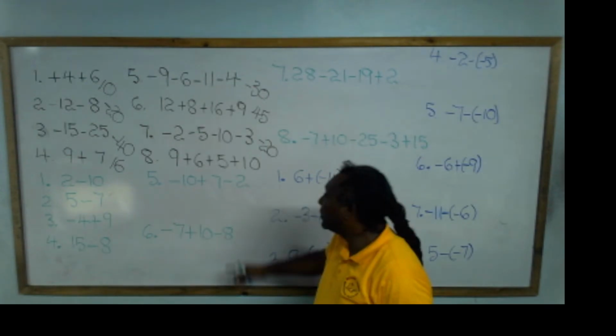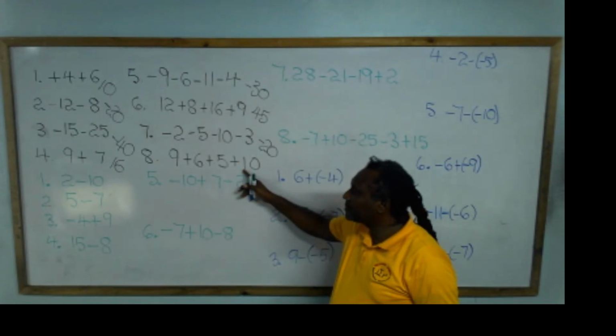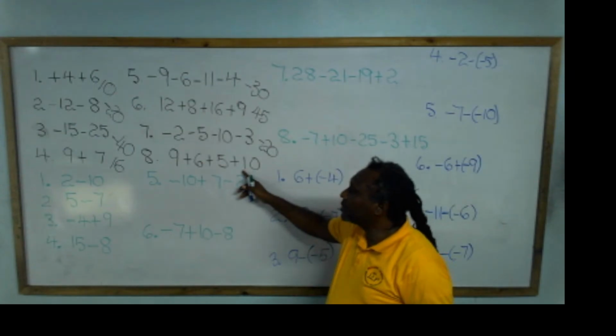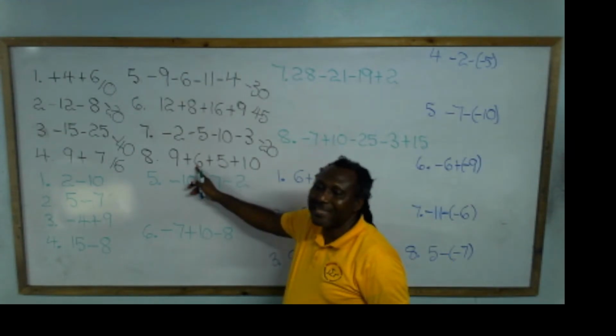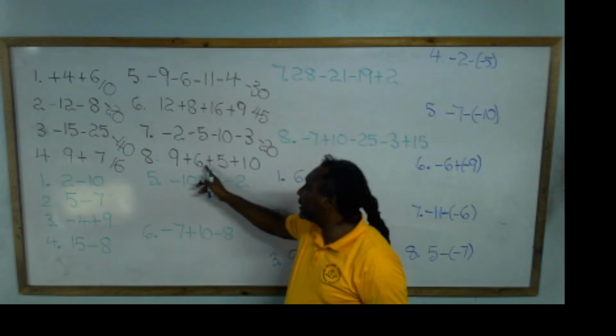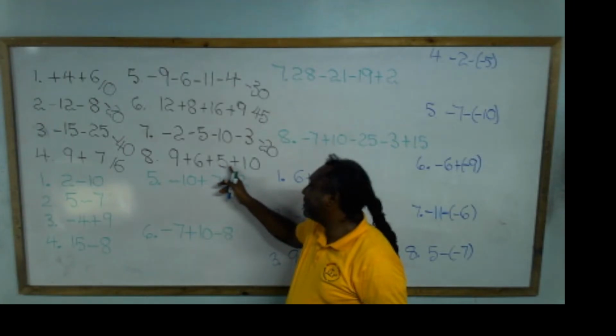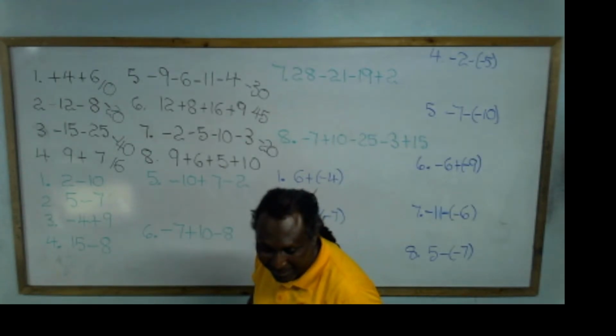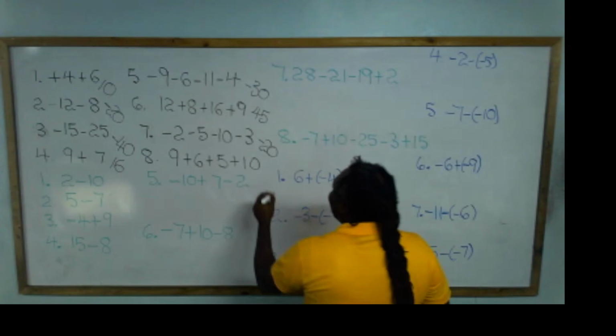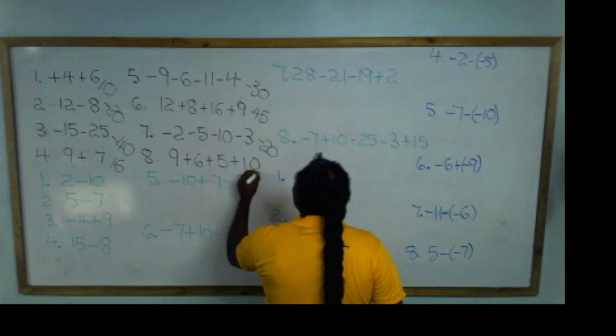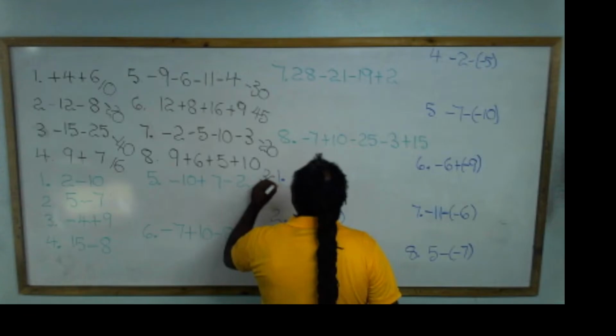So let us take a look at this one. So we have 9 plus 6, that's 15. 15 plus 5, that's 20. Plus 10, that's 30. So I'm very happy that somebody has the answer there already. It's a positive 30 or just 30. How do I write that?